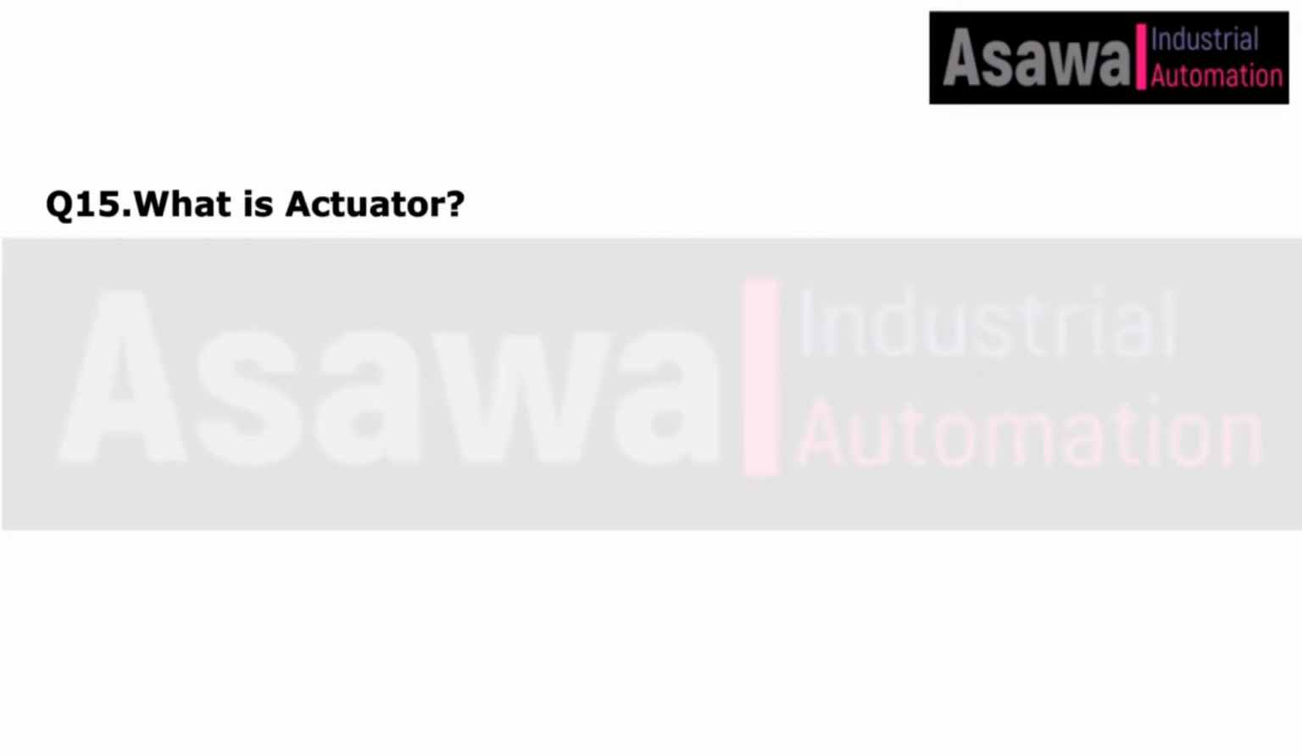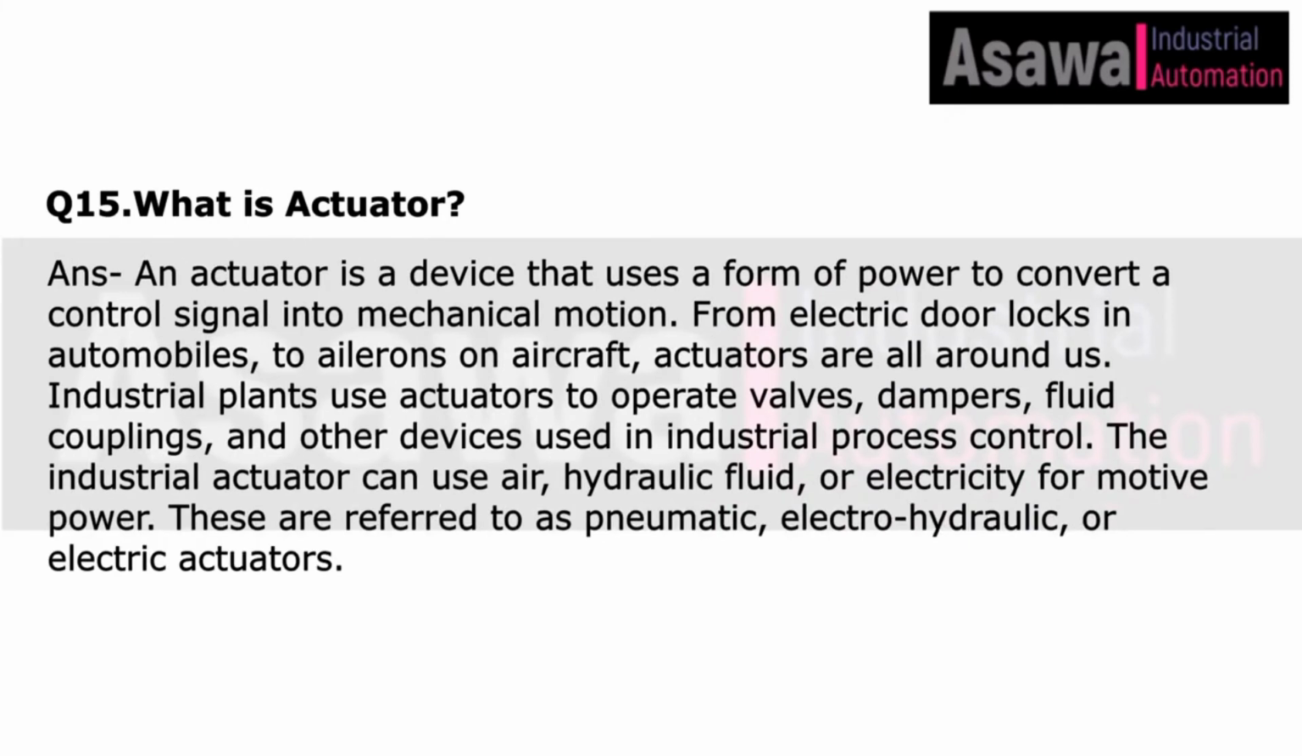Question 15. What is an actuator? An actuator is a device that uses a form of power to convert a control signal into mechanical motion. From electric door locks in automobiles to ailerons on aircraft, actuators are all around us. Industrial plants use actuators to operate valves, dampers, fluid couplings, and other devices used in industrial process control. The industrial actuator can use air, hydraulic fluid, or electricity for motive power. These are referred to as pneumatic, electrohydraulic, or electric actuators.